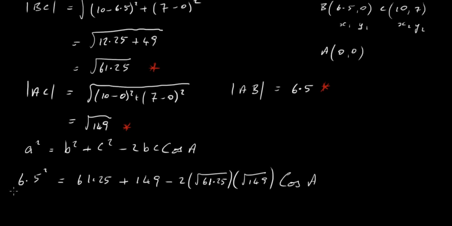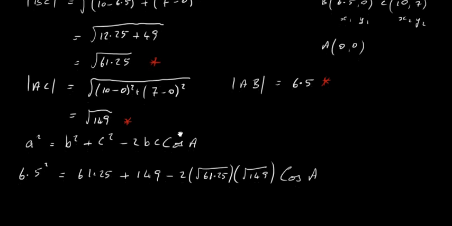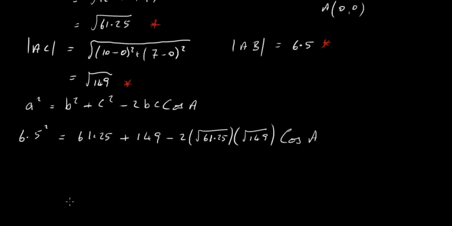So let's just multiply all this out. It's just a lot of manipulation and calculator work at this stage. So 6.5 squared is 42.25. Now if I add these two here, I get 210.25. If I multiply these three here, I'll get 7 times the square root of 745, and then we have the cosine of A here.